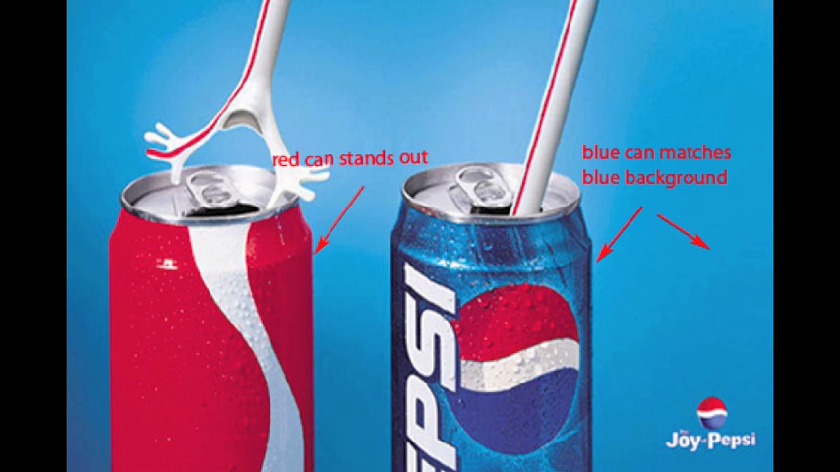The Pepsi ad also has a contrast between colors. The blue background corresponds with the blue Pepsi can, while the red Coke can sticks out. This draws the viewer's eyes to the fearful straw going into the Coke can. This makes the argument that Pepsi is better than Coke.